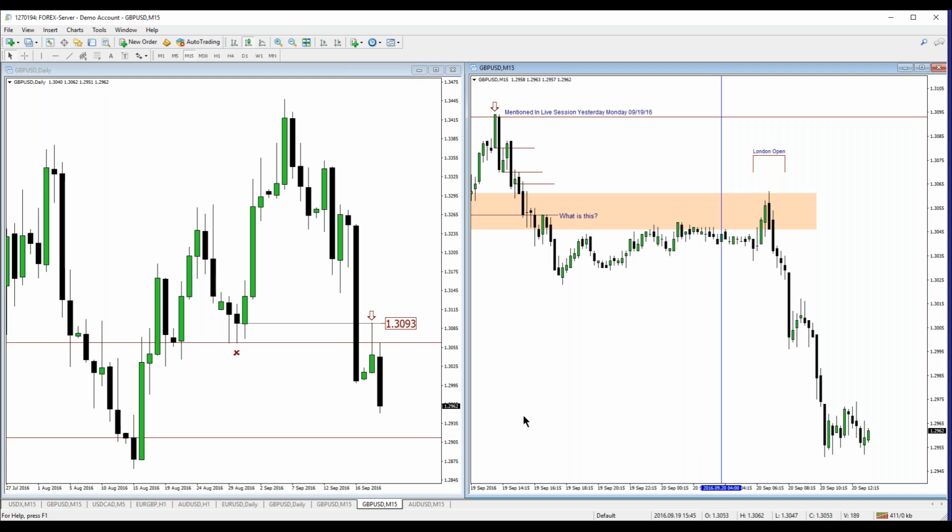Last night, I tweeted a chart. Let me take this off. I'm going to leave the shaded area on there for now on the 15-minute chart. So I showed the daily chart reaching up into here. We talked about this yesterday, 130.93, which was the bodies of the candles over here. If you look at the close, 130.93.